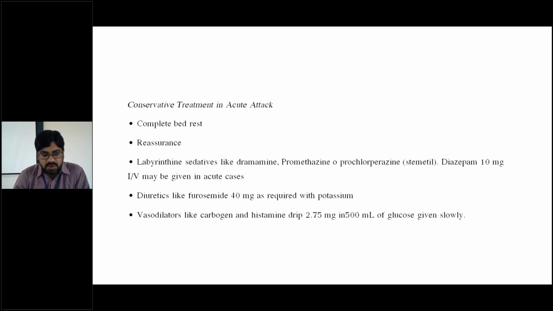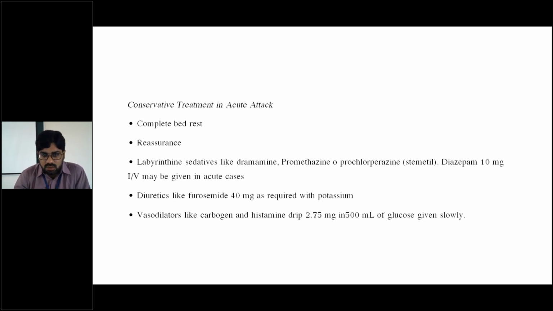Diuretics are given, like furosemide 40 mg as required with potassium. And vasodilators like carbogen and histamine drip, that is around 2.75 mg in 500 ml of glucose given slowly. So what are you doing when the patient is having an acute attack? It means the hydrops is already there, the endolymphatic sac is totally filled.